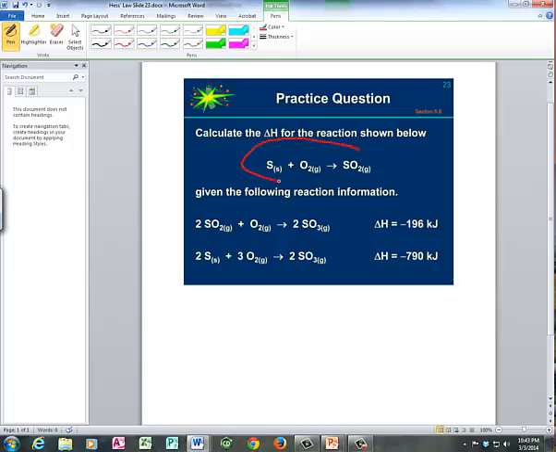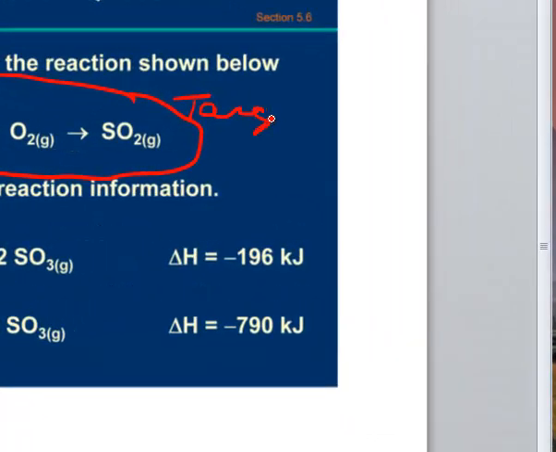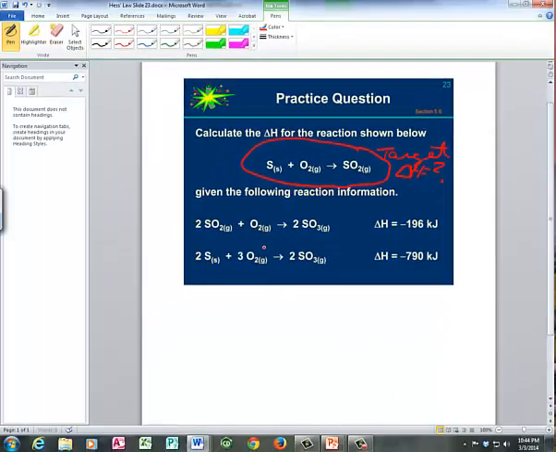This is my target reaction. This is my target, the goal, and I don't know what the delta H for this reaction is. The delta H is a mystery to me. However, I can go to a series of reactions that I think might get me there.